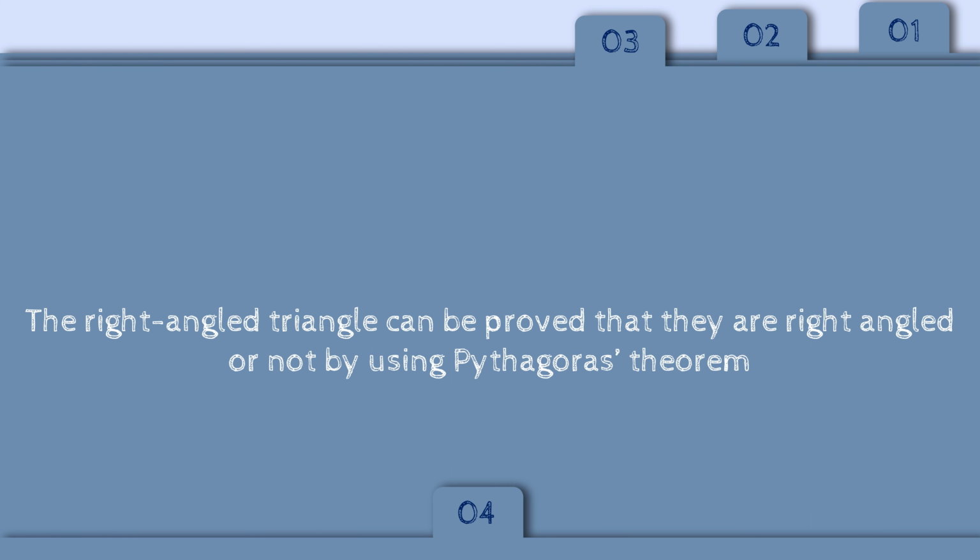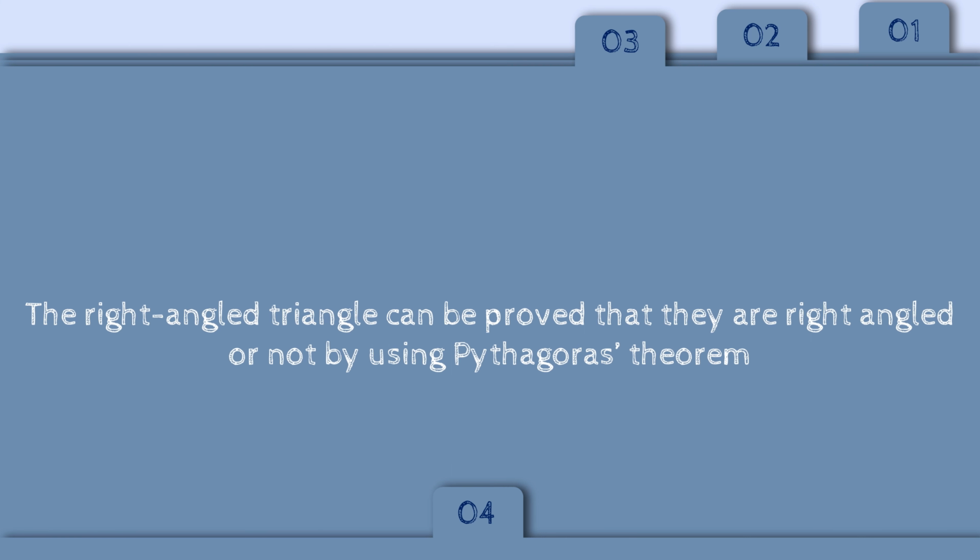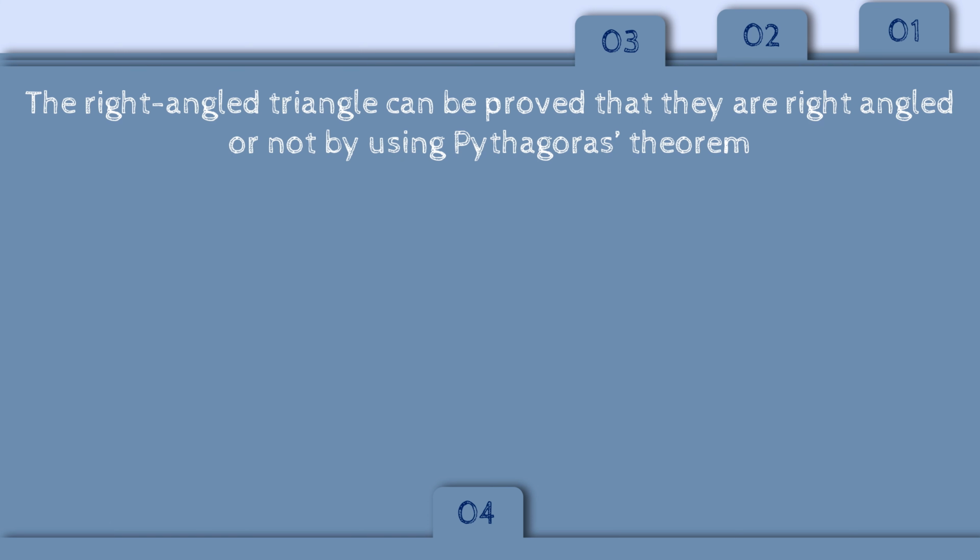Now we have moved to the final phase of our video. In this section, we will use Pythagoras theorem to prove whether a triangle is a right triangle or not. As we have already learned, the square of the hypotenuse is equal to the sum of the squares of the two perpendicular sides. So in order to prove whether our triangle is a right triangle or not, we can apply the Pythagoras theorem.